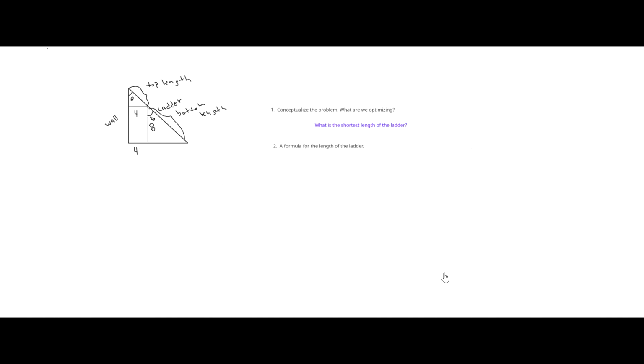Okay, so I'm gonna go ahead and say L for the length of the ladder. And I'm just going to say it now as the top length, which I know isn't really the most mathematical, plus the bottom length.